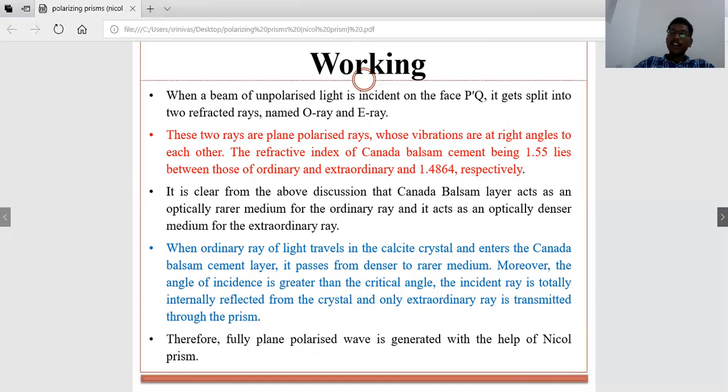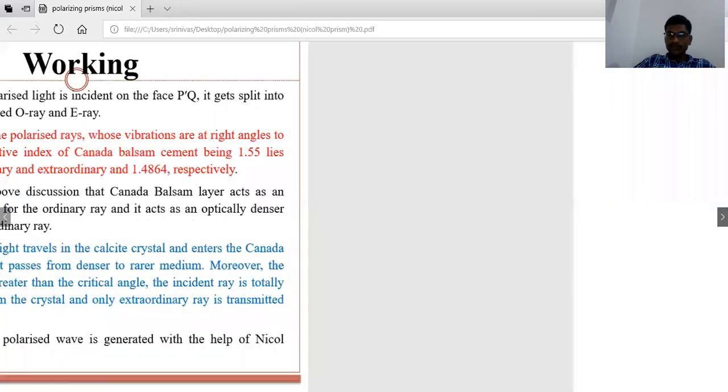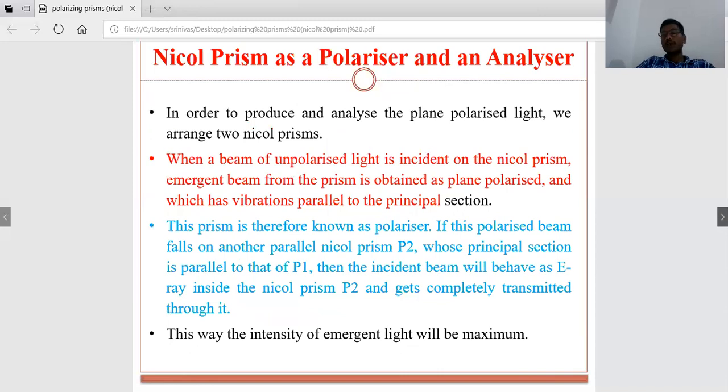When the ordinary ray of light travels in the calcite crystal and enters the Canada balsam cement layer, it passes from denser to rarer medium. Moreover, the angle of incidence is greater than the critical angle. The incident ray is totally internally reflected within the crystal, and only the extraordinary ray is transmitted through the prism. Therefore, we finally get a fully plane polarized wave generated with the help of the Nicol prism.